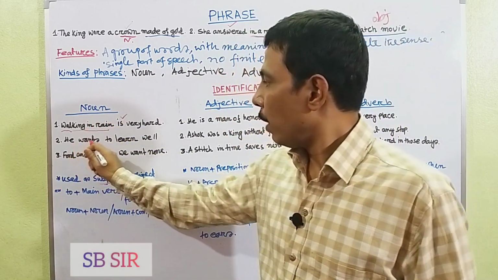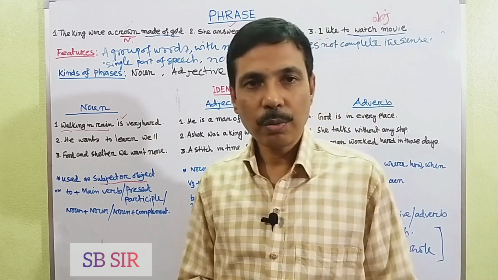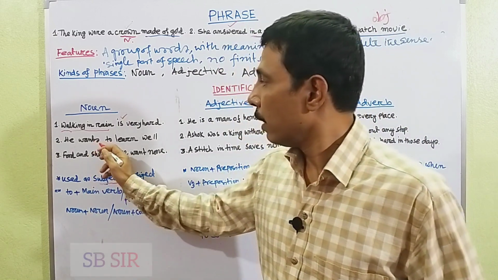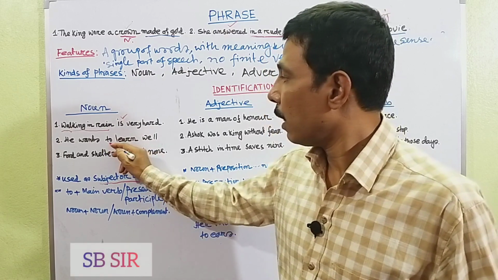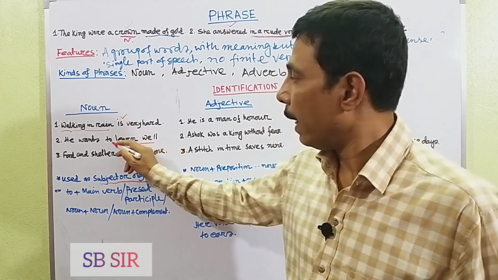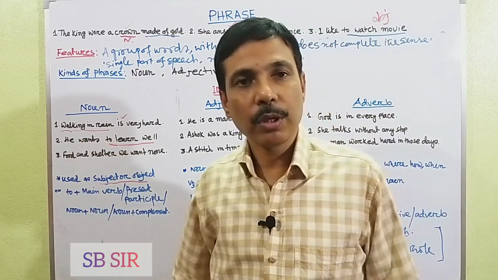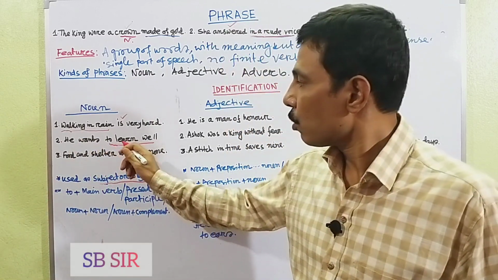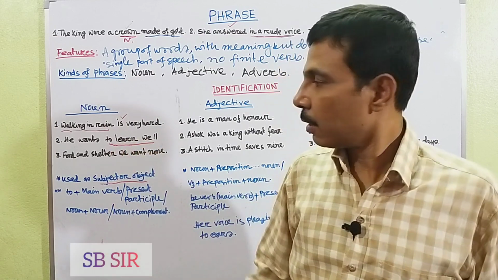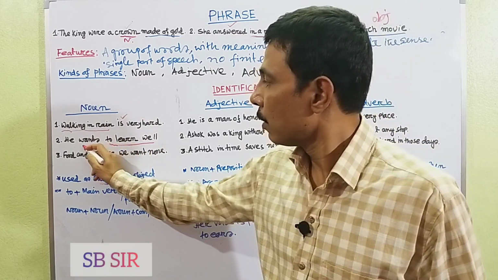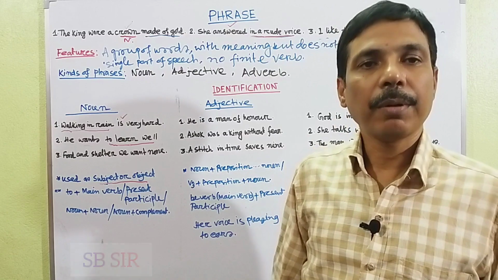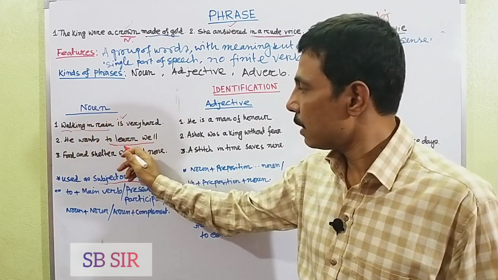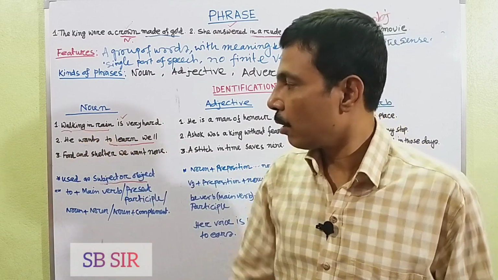Next, he wants to learn well. What does he want? He wants to learn well. If we ask the verb with the words whom and what, the answer is the object. So to learn well is the object of the verb wants. So it is an example of a noun phrase. When the phrase is used as a subject or an object, it is also a noun phrase.